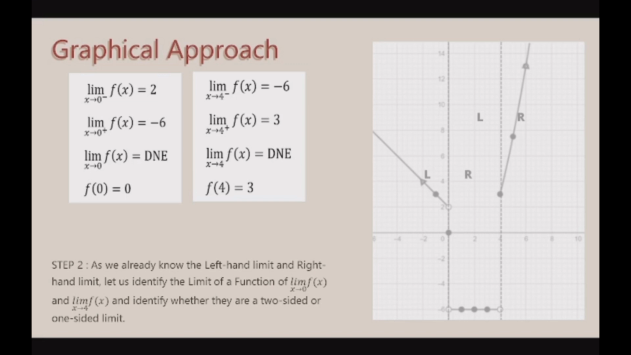Now, what would be the function value of f of 0? What solid point did our vertical line pass through? So our vertical line passed through the point 0. Therefore, f of 0 is equal to 0.